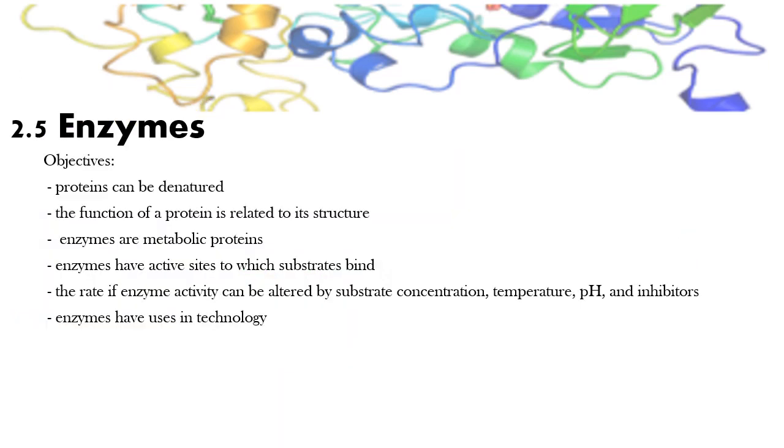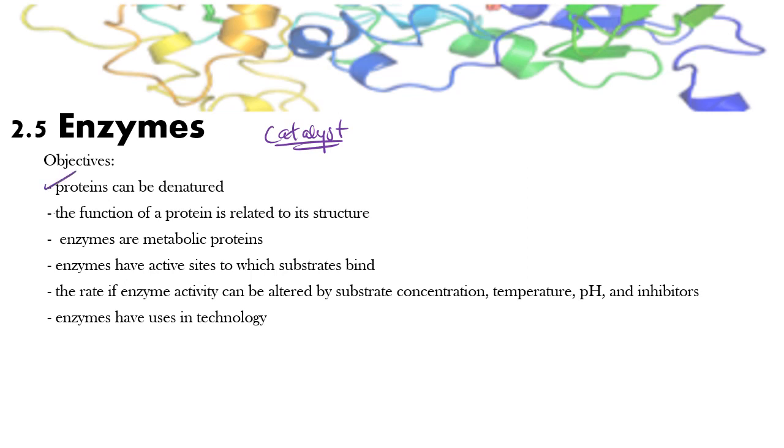Our objectives for today include a couple pieces of protein review, since enzymes are mostly proteins. Ribozymes are special kinds of catalysts that are composed of protein and RNA. Enzymes are catalysts. A catalyst is a substance that speeds up chemical reactions by lowering the activation energy. We're going to talk about how proteins can be denatured.